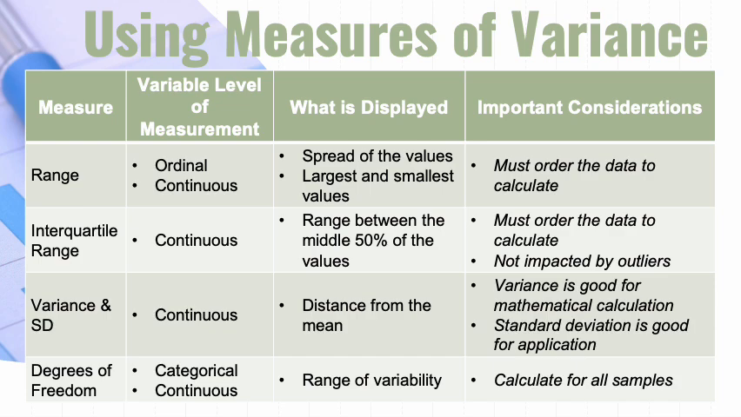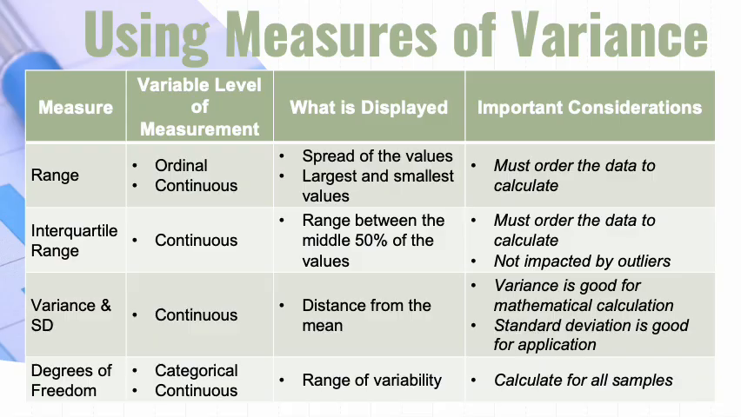A range will either be displayed as a single number that equals the largest value in the data set minus the smallest value, or for ordinal data, and sometimes even for continuous data, the range will be listed as a spread from this to this. Remember to place the data in order before calculating a range.